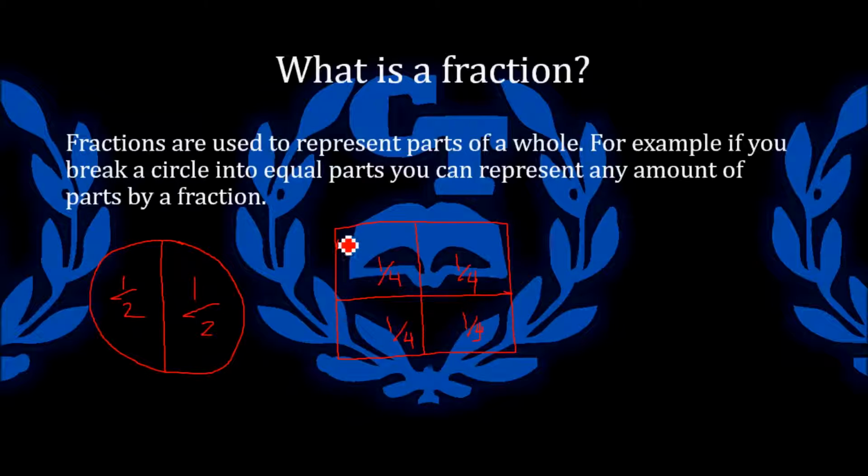So if I want to take 2 parts out of this square here, I would say 2 parts of 4. When I reduce 2 parts of 4, I would recognize that 2 divided by 2 is 1, and 4 divided by 2 is simply 2. And I would get a half. Notice that what I am covering here is really a half of the square. And that is what fractions are.